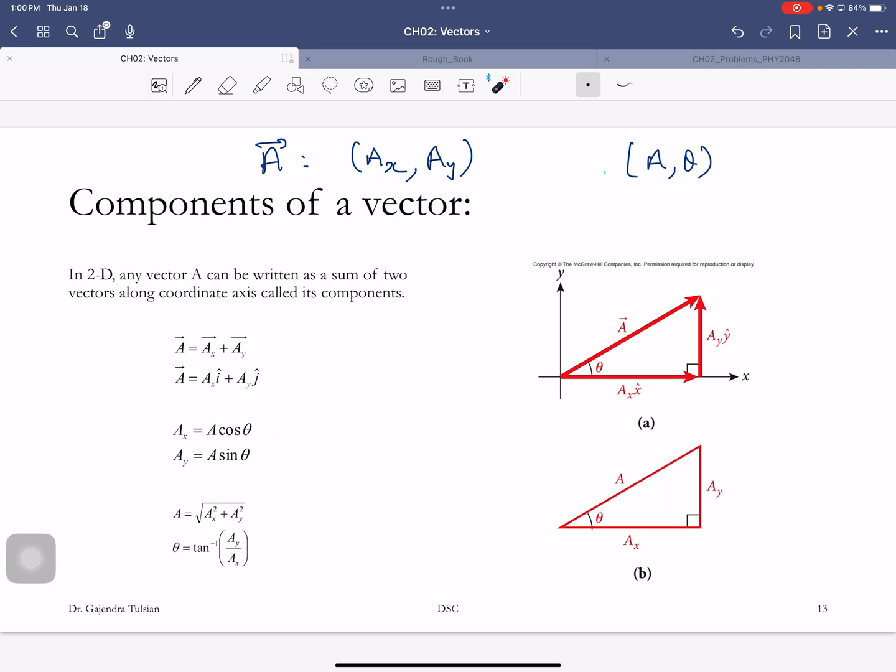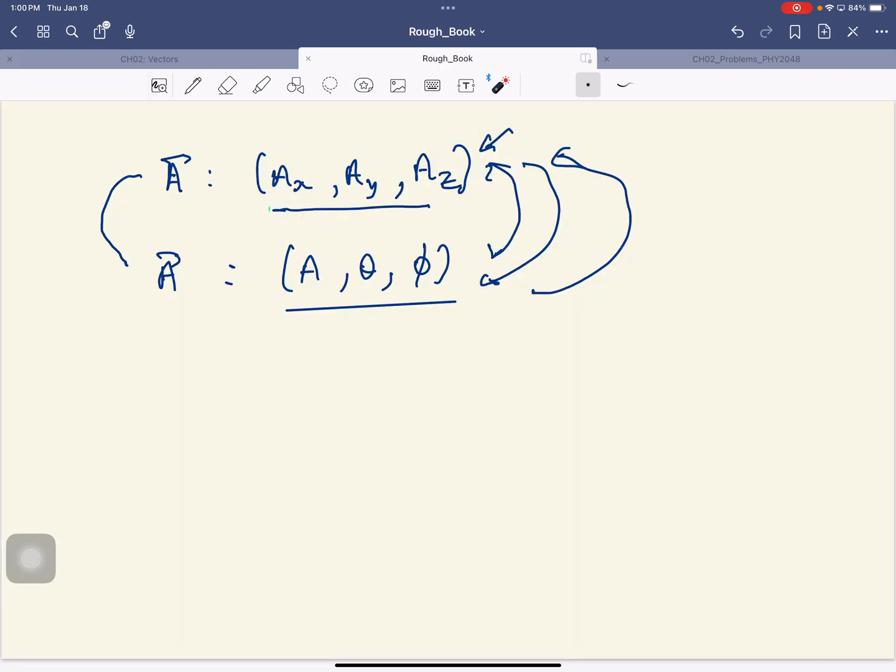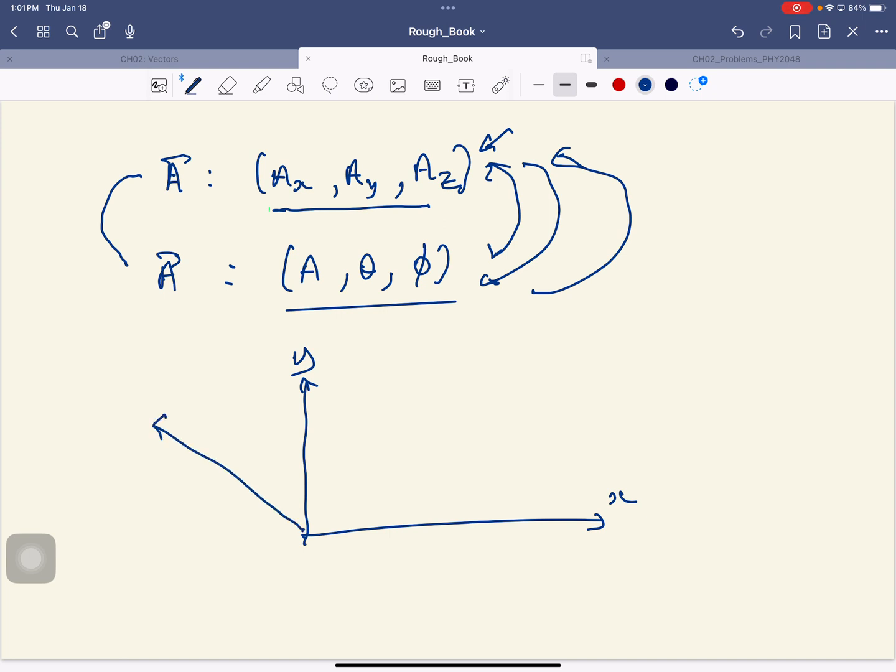And to use these formulas, here's the rule. The angle is measured from the x-axis counterclockwise. So what we're saying is the following. If this is the x-axis, this is the y-axis, and here's a vector A, the angle theta is that angle. So AX is A cosine theta, and AY is A sine theta.